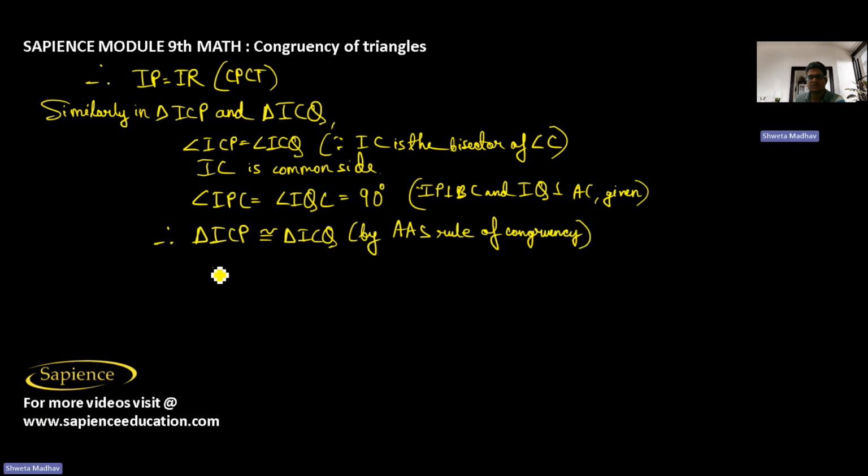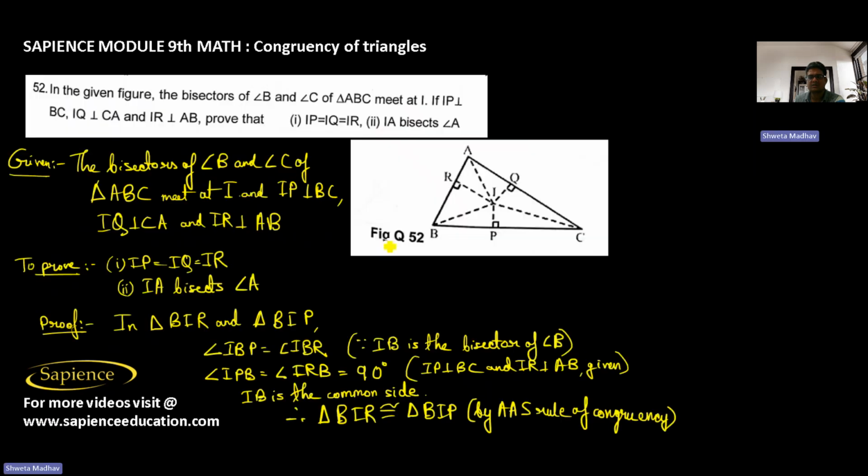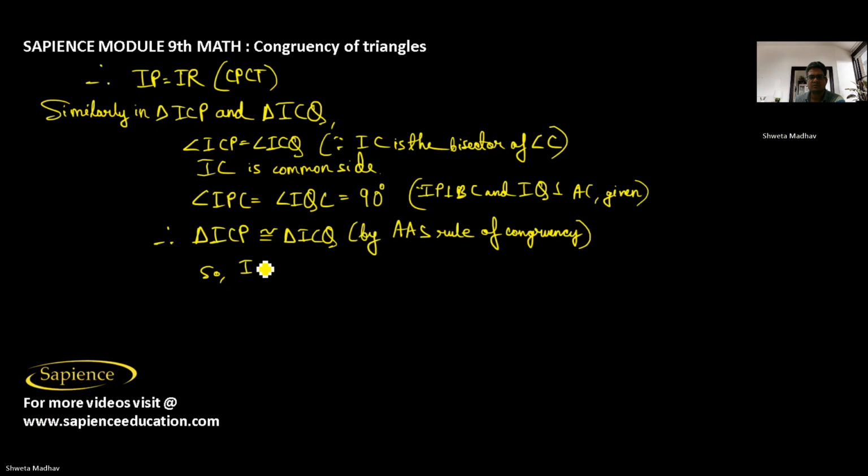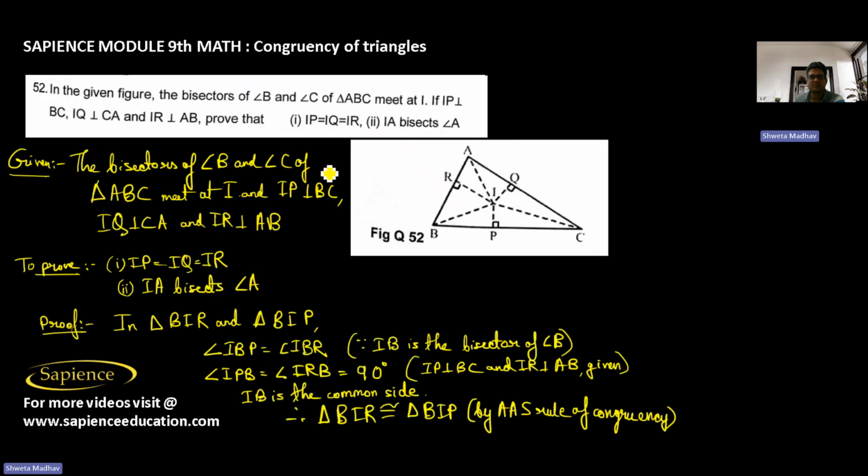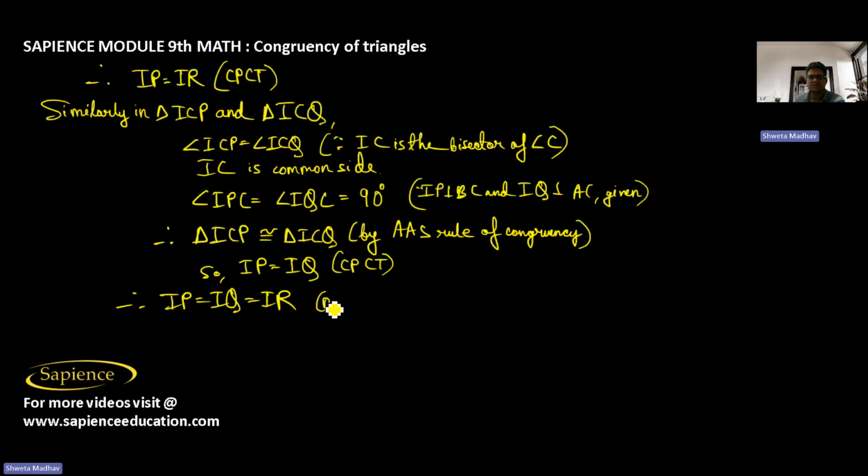So therefore, you can say that IP equals IQ by CPCT. If we combine these two, then we can say that IP equals IQ equals IR. So hence the first part is proved.